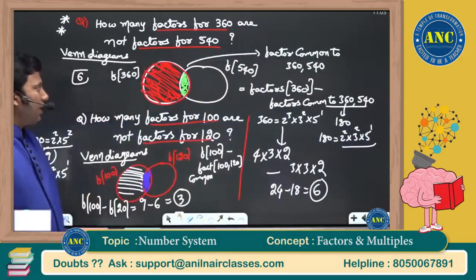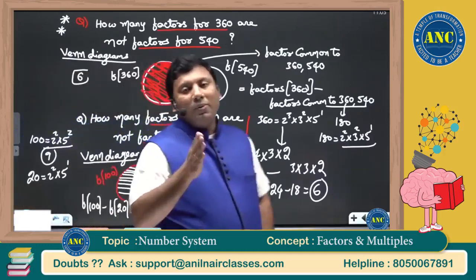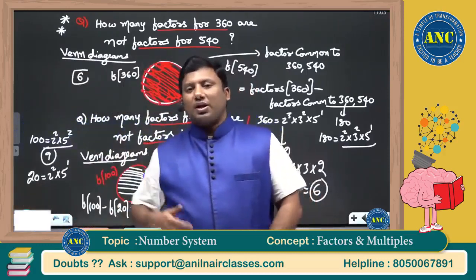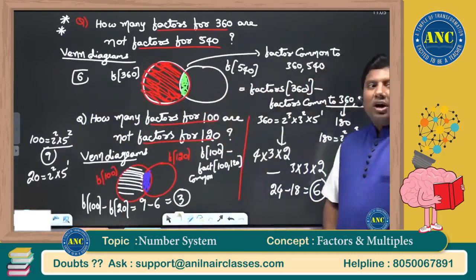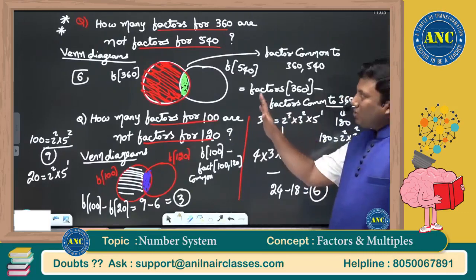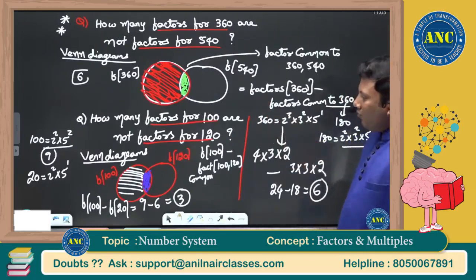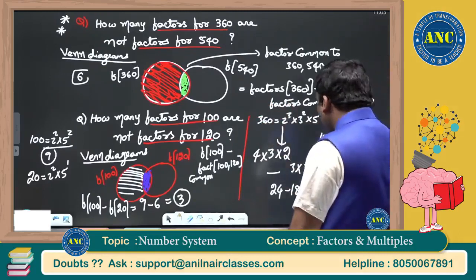I hope these two examples are quite clear to you. In the previous question, how many factors are common to both the numbers? We did it. Now, how many factors for 360 are not factors for 540? I hope the method is clear. The best way to solve is by using Venn diagrams. Two questions based upon this model. Next one.